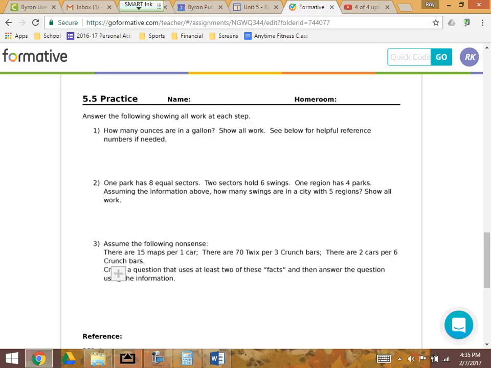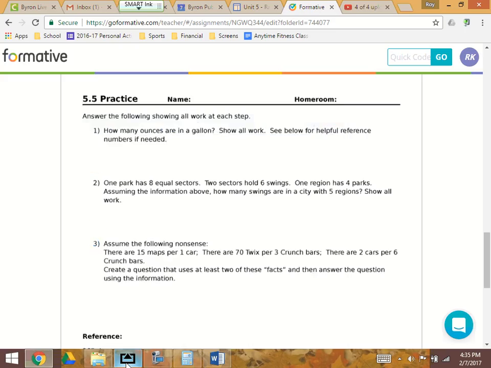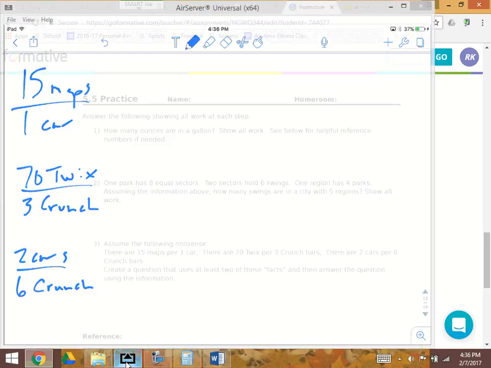There are 70 Twix per three crunch bars. Wow, that's a lot of Twix. Okay. And then there are two cars per six crunch bars. Hmm, interesting. So what I did here is I just wrote all this information down. So 15 maps per one car, 70 Twix per three crunch, and two cars per six crunch. So I started by just writing everything down in a ratio format.